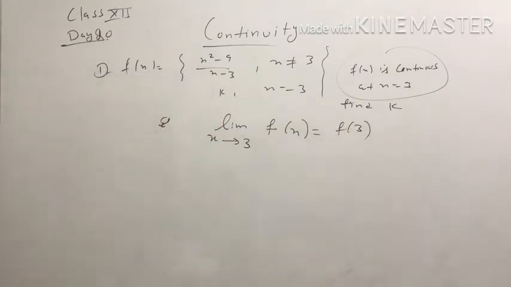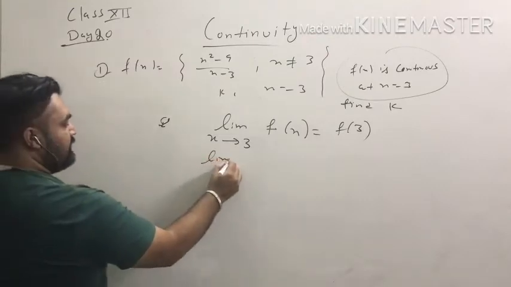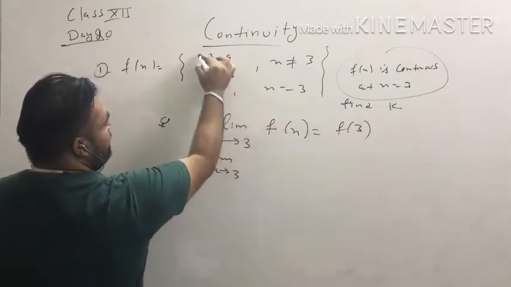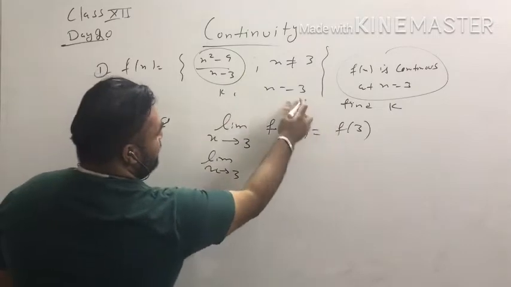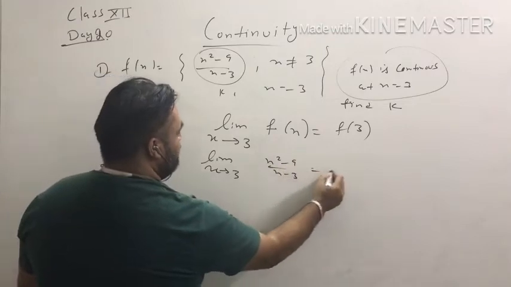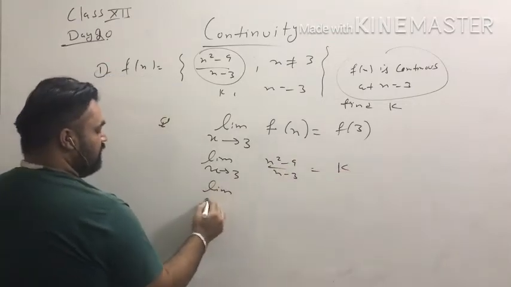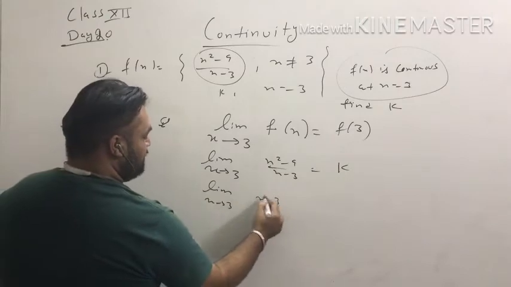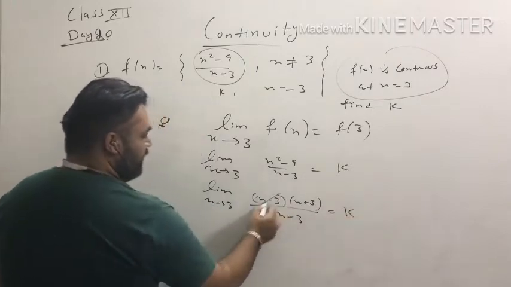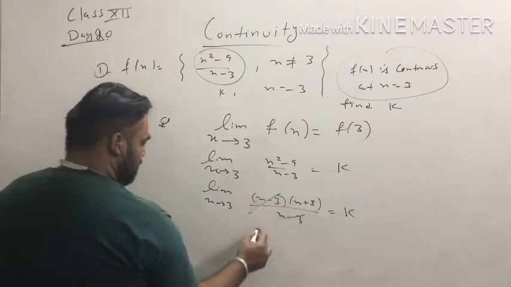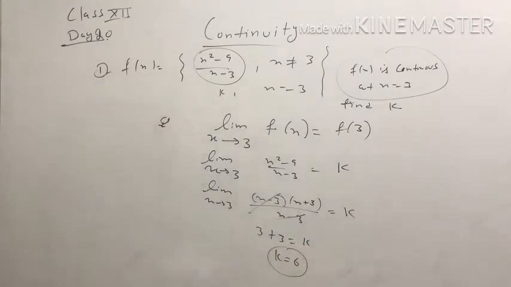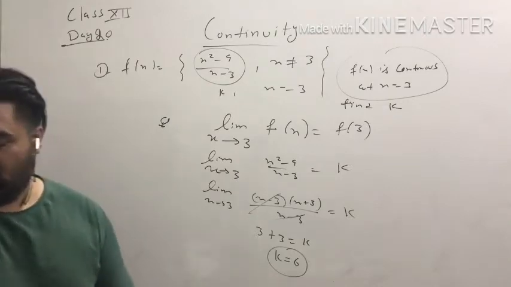Now limit x tends to 3. The first step, f(x) equals to f(3), the value at 3 is k. Now what is f(x)? x square minus 9 upon x minus 3 equals to k. Now the factors: (x minus 3)(x plus 3) upon (x minus 3) equals to k. These terms cancel out, put the value of x equals to 3. So the value of k is 6. So this is a method to find the constant value.